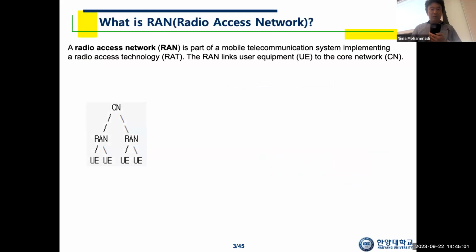So first of all, what is radio access network? Most of you must know this very well. Radio access network, together with core network, composes the entire base station system. Radio access network implements RAT, WCDMA, WiMAX, 4G, 5G, and also it links user equipment to core network.